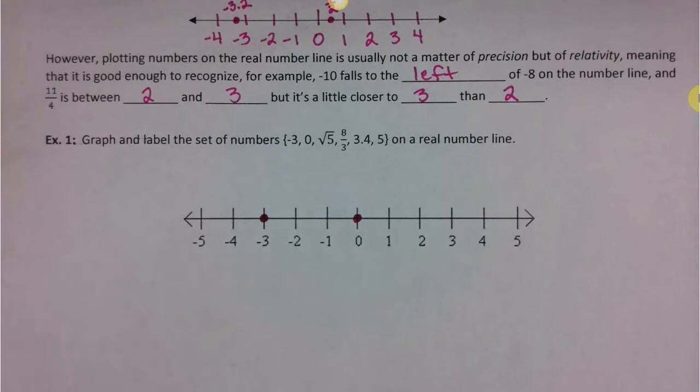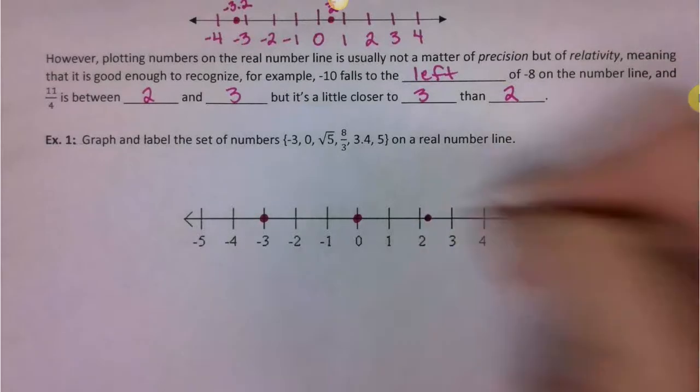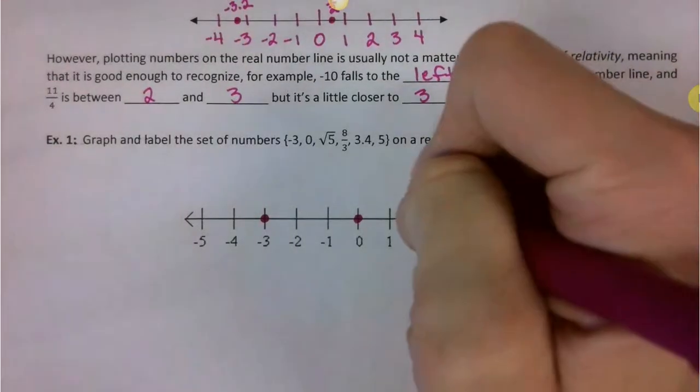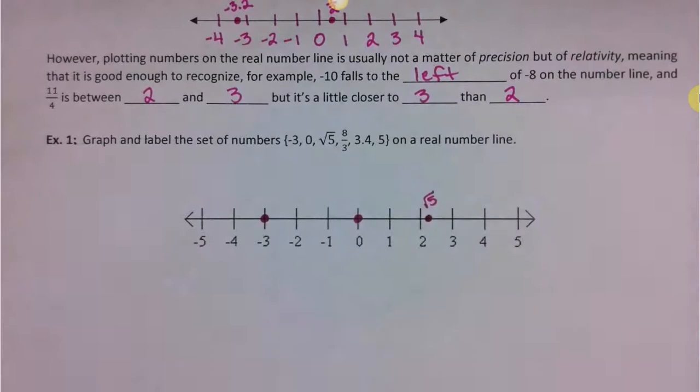Now to plot the square root of 5. So 2 squared is 4, 3 squared is 9. So that means that the square root of 5 is going to be somewhere between 2 and 3. And if you're not sure, you can always plug it into your calculator. Your calculator will tell you that the square root of 5 is approximately 2.2. So to plot it on our number line, we're just going to put a point that's a little bit to the right of 2. So this point would represent the square root of 5.